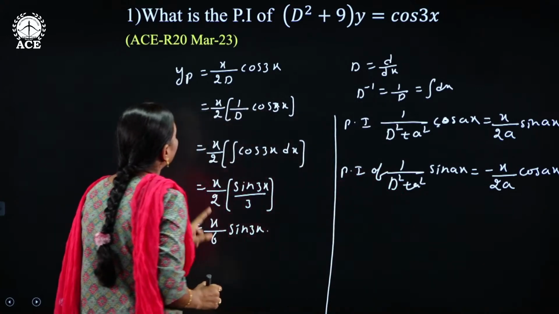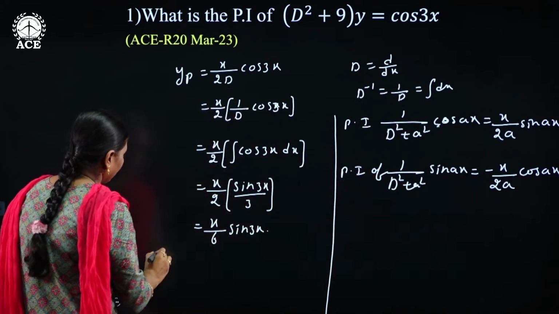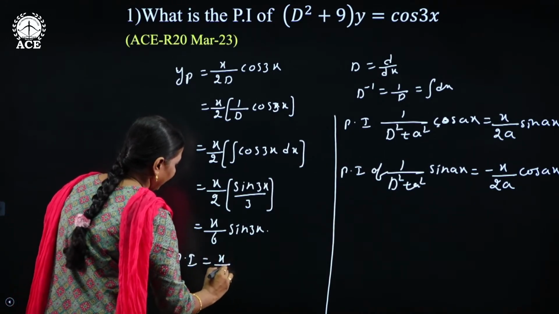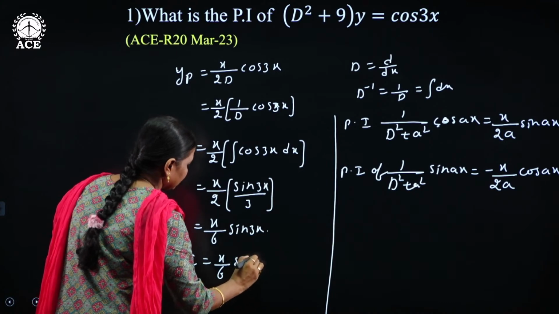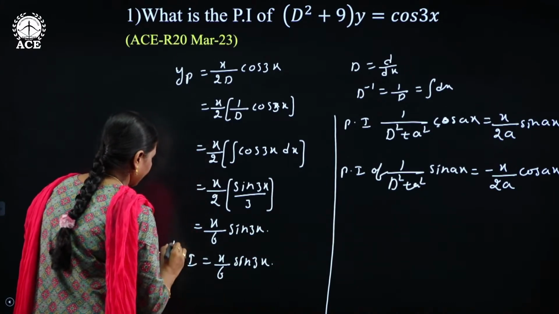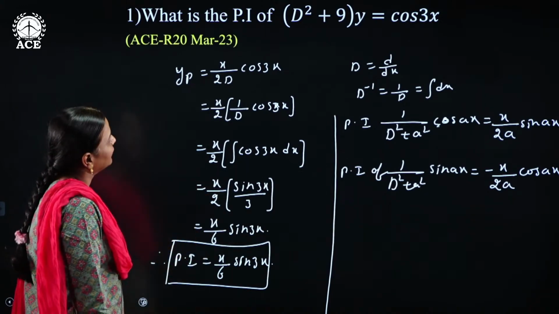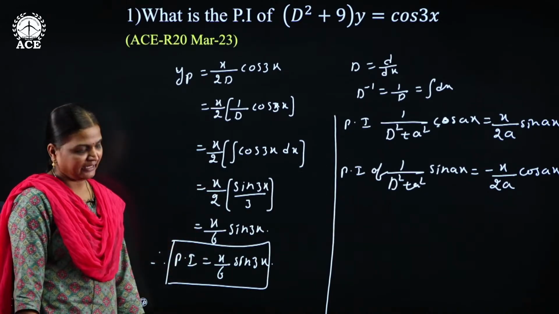So this is the required particular integral. Therefore, what is the particular integral? The particular integral is equal to x by 6 into sin 3x. This is the required particular integral of the given differential equation.